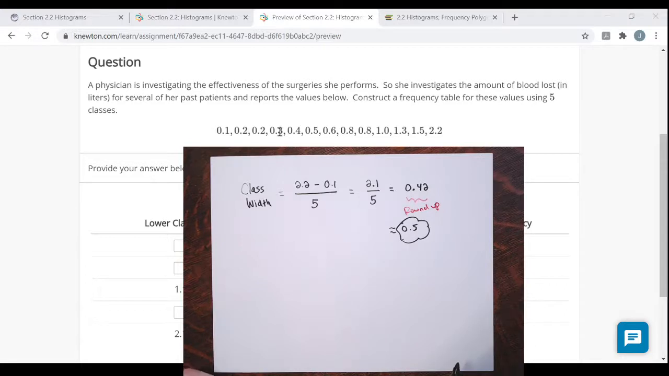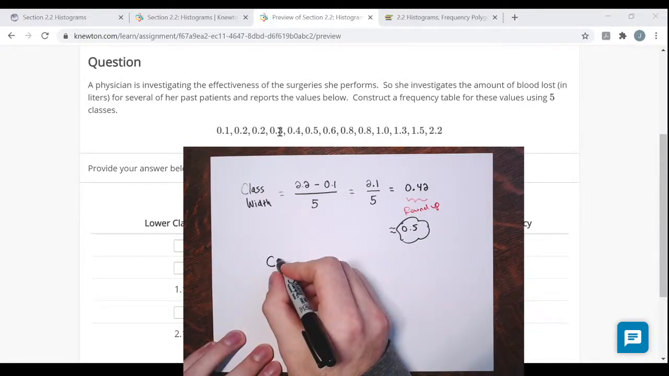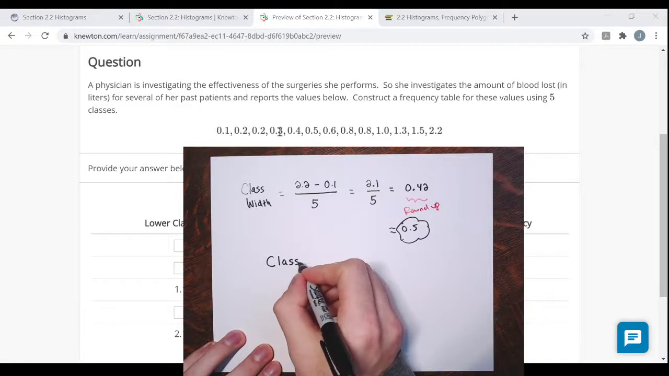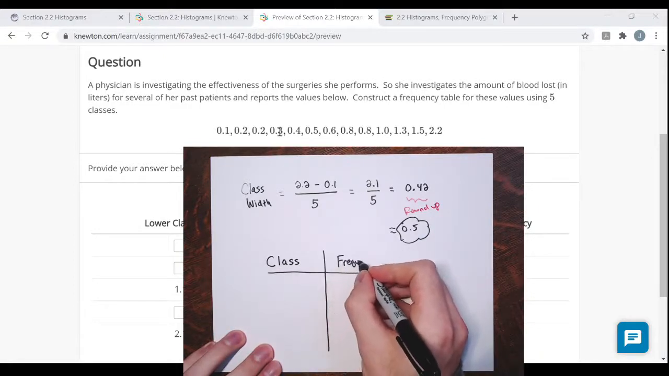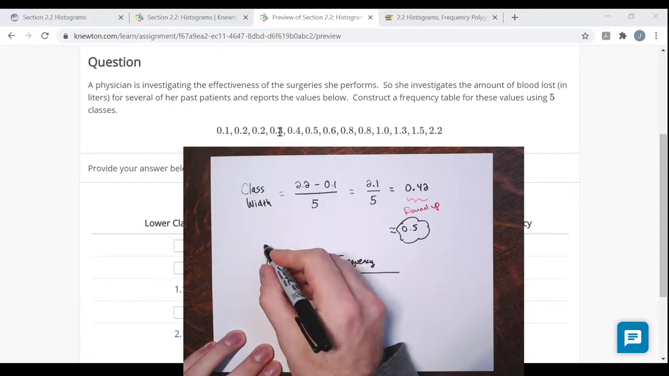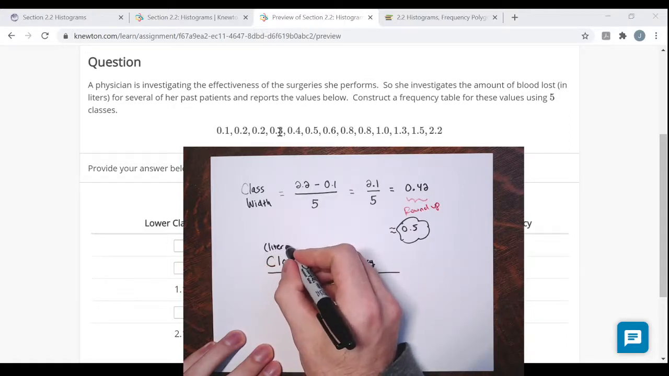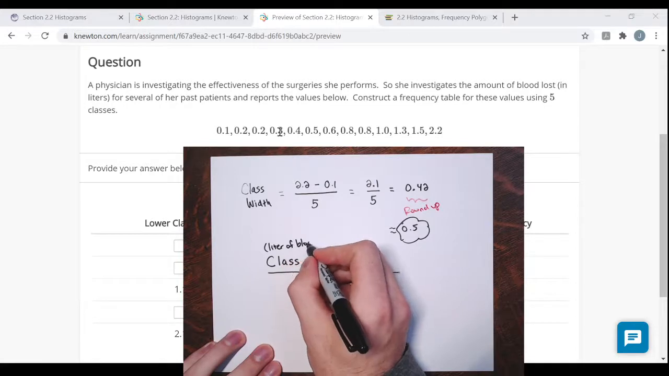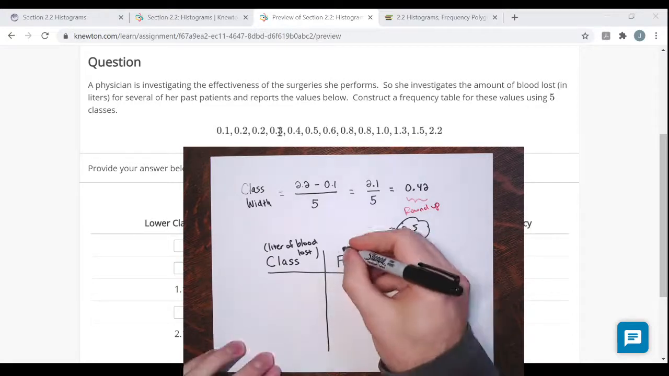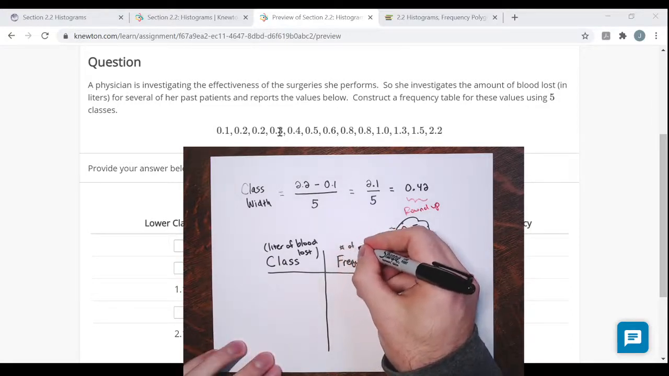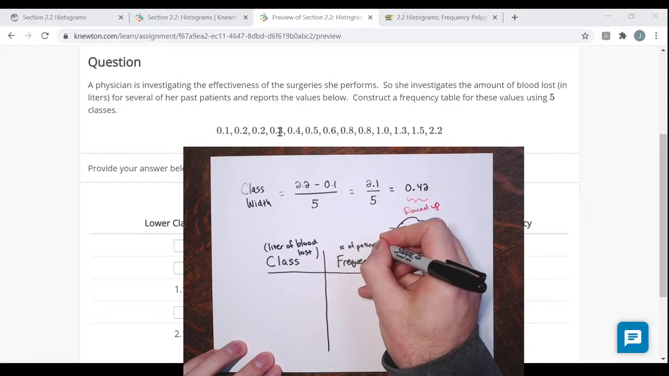All right. Then when I make my frequency table, we have our classes and then the frequencies. Now the classes here are liters of blood lost. These numbers meant something. I didn't write this in the last example, but it's liters of blood lost, and then the number of patients is the frequency. You count how many patients lost that much blood in these surgeries.